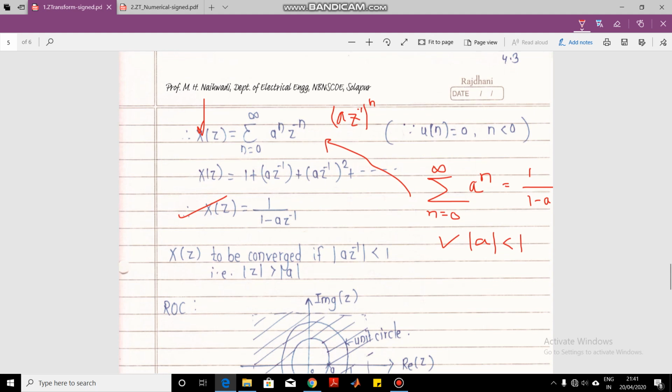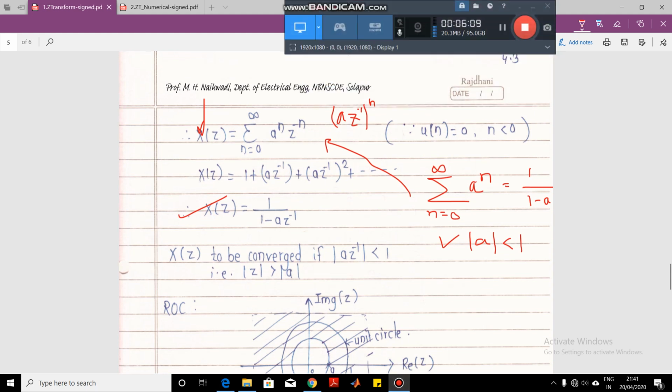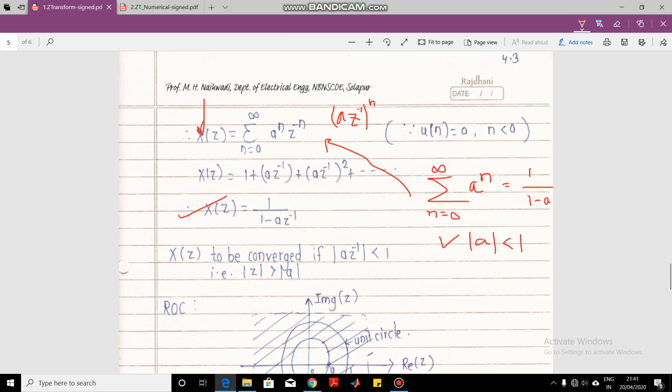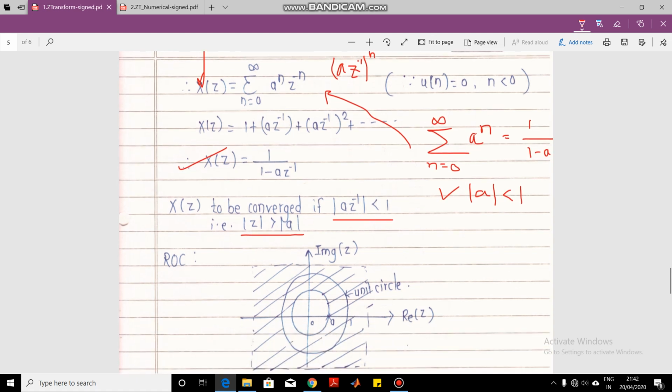Now we have seen the condition. Now we have to find out the region of convergence for this. In this case we have applied this condition, mod of a is less than 1. So mod of a is less than 1 means what? Here the value of a is a into z raised to minus 1, which should be less than 1. Now if you rearrange these terms, we will get mod of z should be greater than mod of a, because z raised to minus 1 is 1 upon z, so this z will go to this side. Mod of a is less than mod of z, that means mod of z is greater than a. So after rearranging, we'll get this. So this is the condition for ROC.